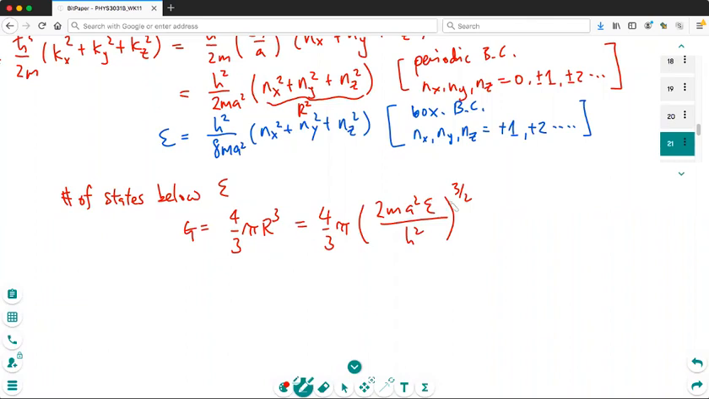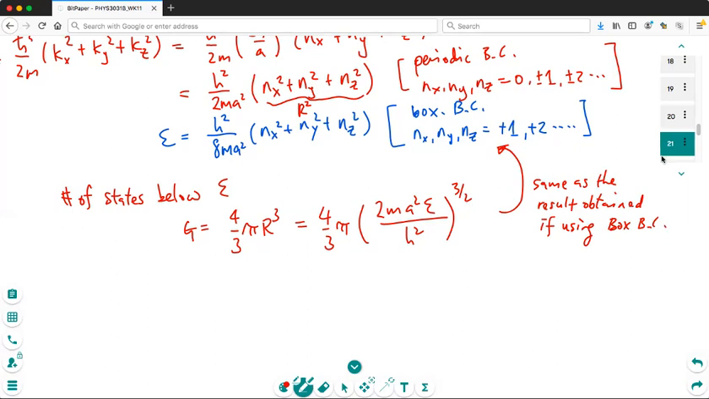But if you do it like this, this result is actually the same as this. So this is where the two different approaches converge. So this is the same as the result obtained if using box BC.